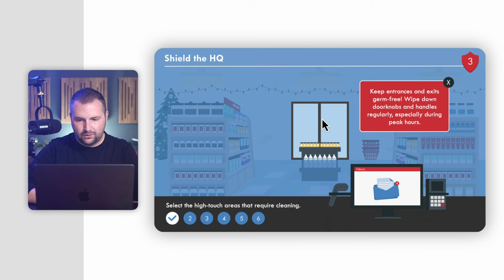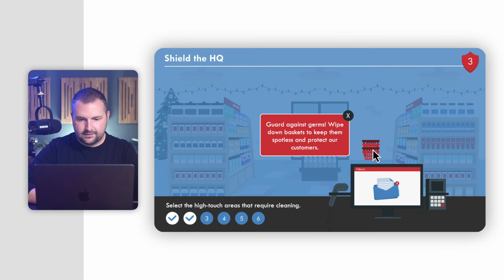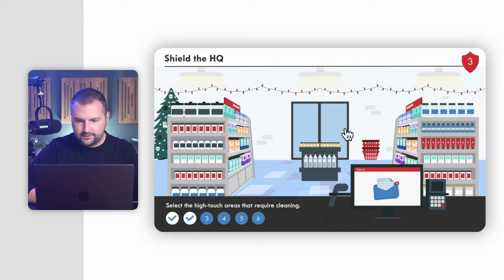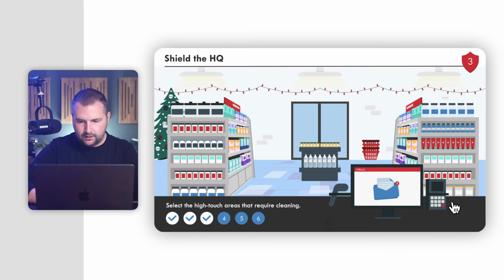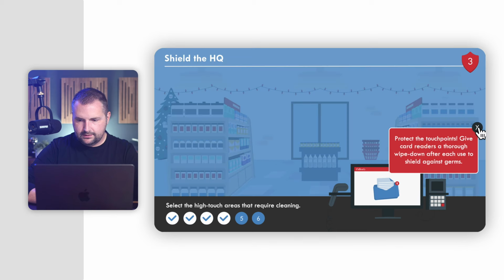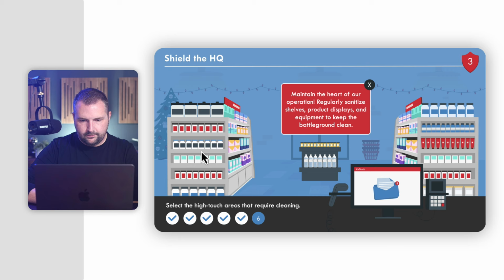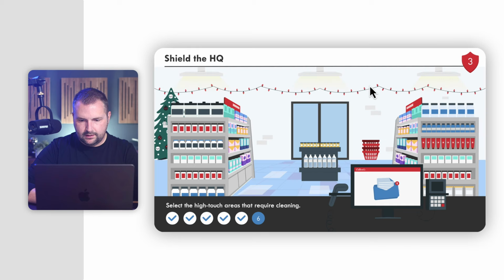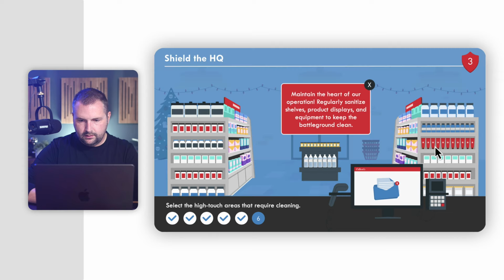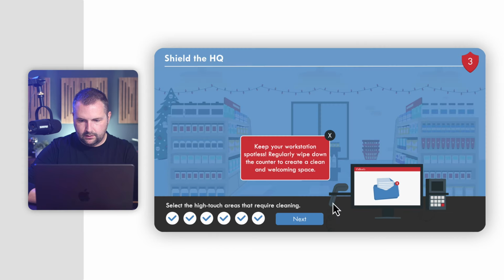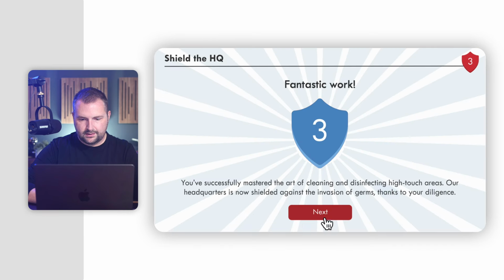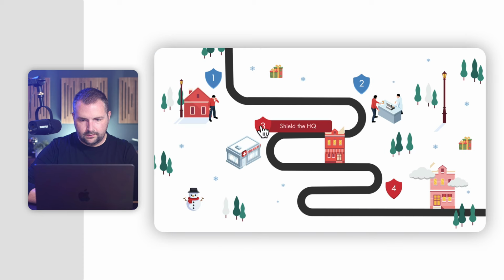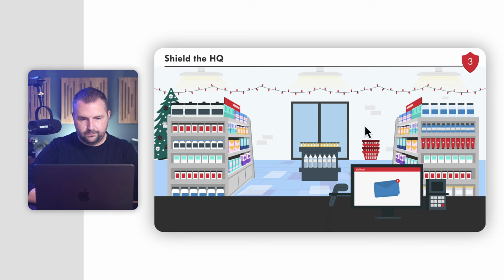So let's go ahead and start with the doors. Keep entrances and exits germ-free. Very good. Our baskets definitely need to guard against those germs. Yes. The mop on the floor. The credit card reader. Yes. Shelves, that makes sense. And there's got to be one more in here. Let's try this one down here. Yes, the workstation. Very good. All right, we'll click next, and we get our next badge. Oh, we just shielded the HQ. All right, I'll go ahead and stop there.